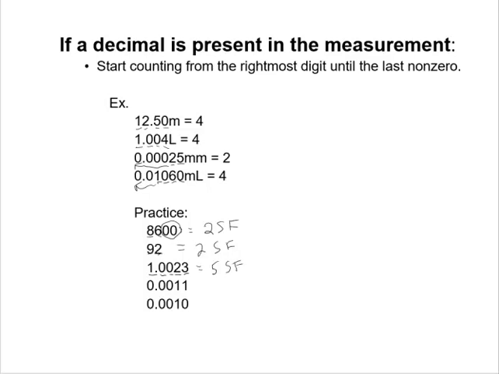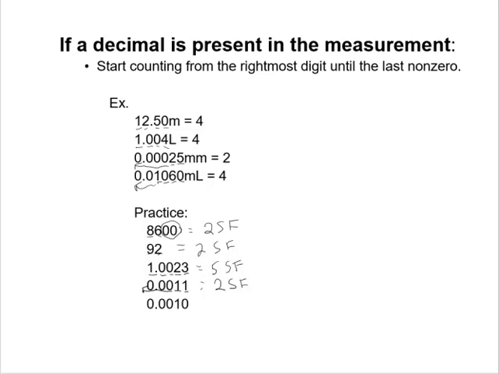The next number is also a decimal, so you're going to have to work right to left. So you're going to do 1 is a non-zero number, 1 is a non-zero number, but all the rest of these zeros are going to be insignificant. So you're only going to have 2 significant figures.